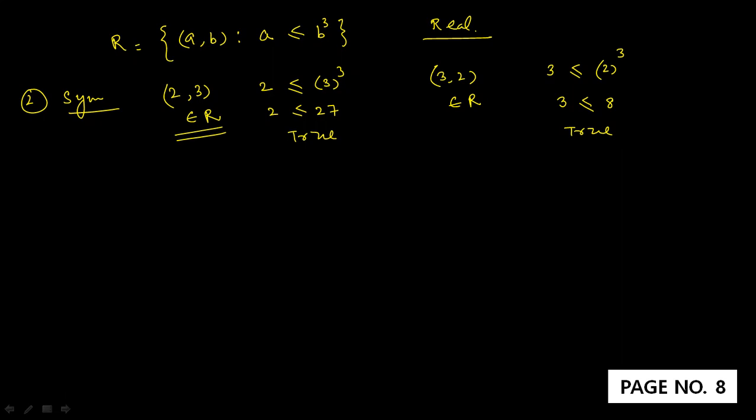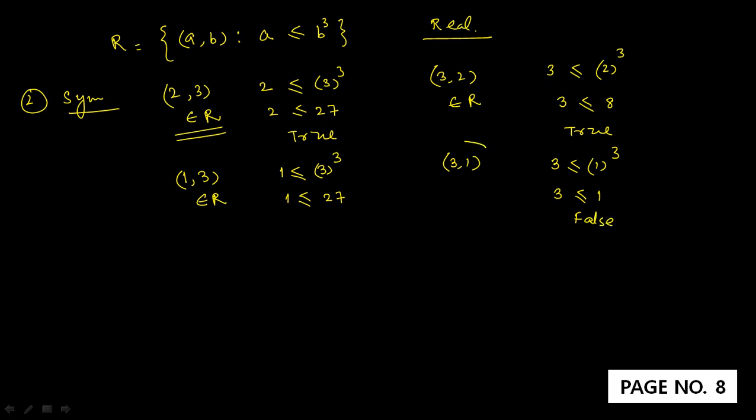Let us take another example. Suppose I am writing 1, 3 belongs to R, because 1 less than equal to 3 cube, that is 1 less than equal to 27. What about the second pair? 3, 1, whether it belongs to R or not? 3 less than equal to 1 cube. It means 3 less than equal to 1, which is false. It means 3 comma 1 doesn't belong to R.